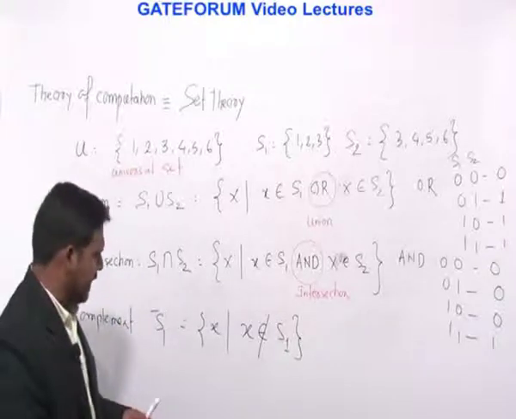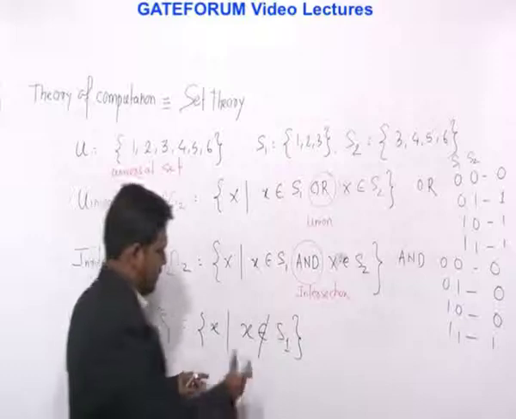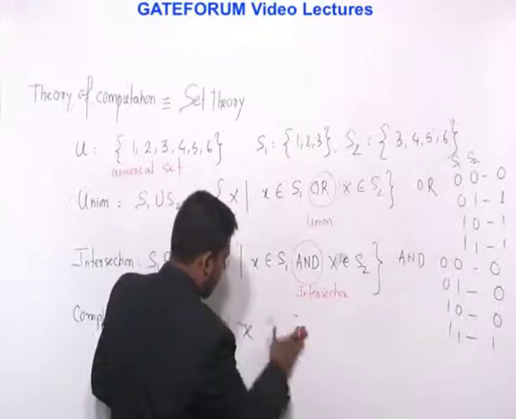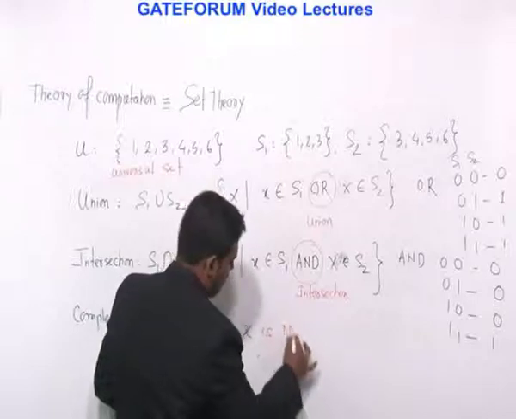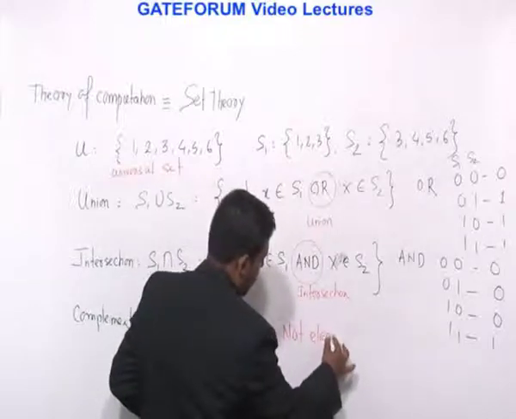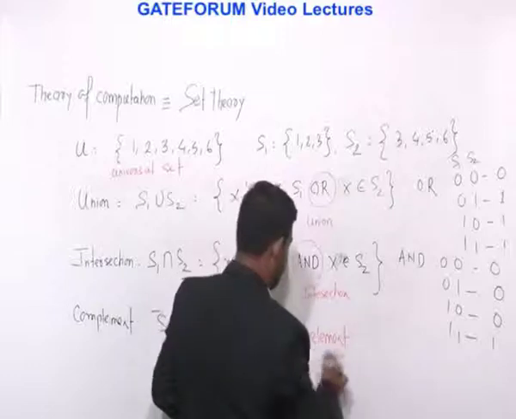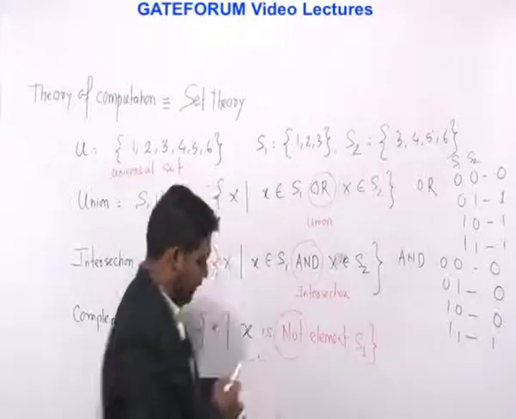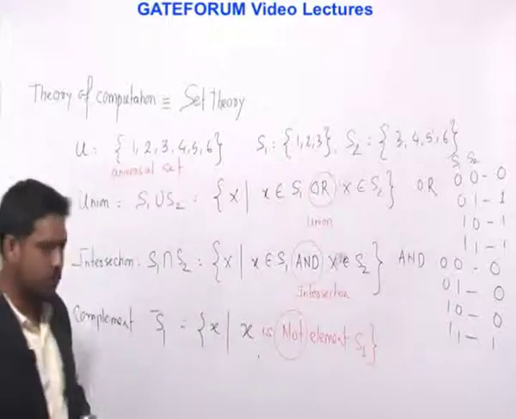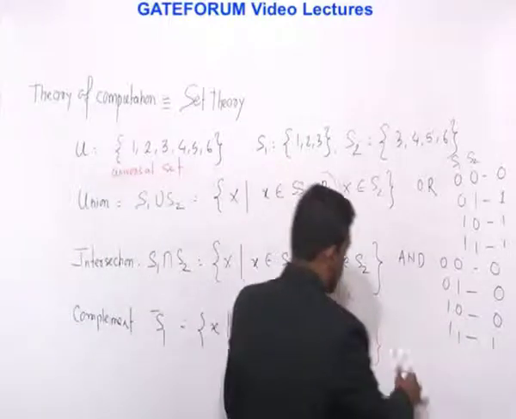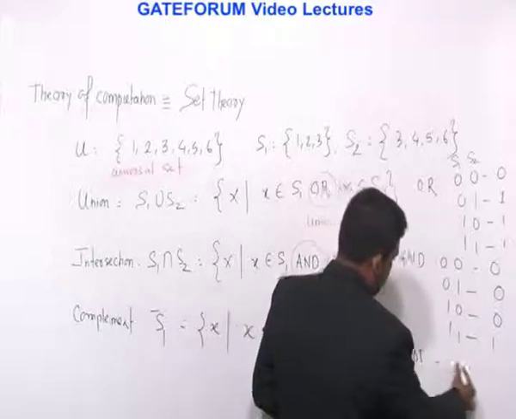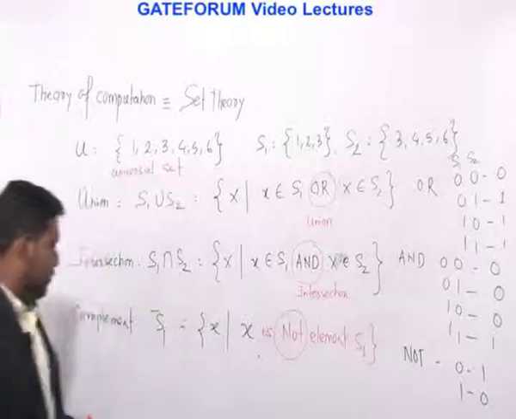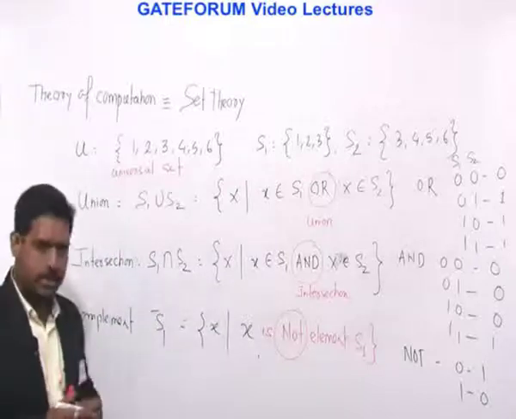So the term that we are using in this case is X is not an element of S1. The connective that we are using here is NOT. So 0 becomes 1, 1 becomes 0. The NOT property is very simple: 0 to 1, 1 to 0. So these are your basic operations: union, intersection, and complement.